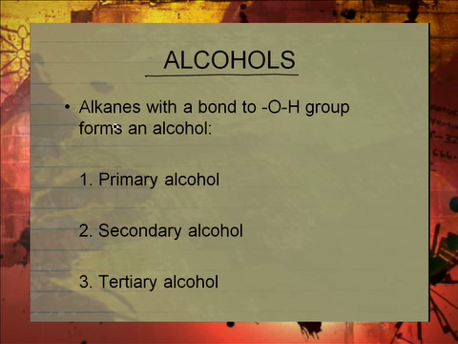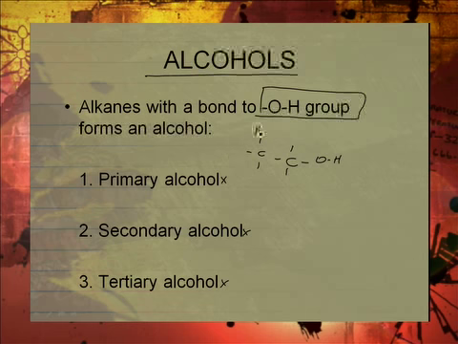What are alcohols? Alkanes with a bond to an OH group are called alcohols. And from alcohols, we have different types of them. We've got what we call primary alcohols, secondary alcohols, and tertiary alcohols. Let's look at what is a primary alcohol. A primary alcohol would have the OH group on a carbon atom which is attached to one other carbon atom. So you see this one, OH, this carbon atom is attached to one other carbon atom. This one is a primary alcohol.